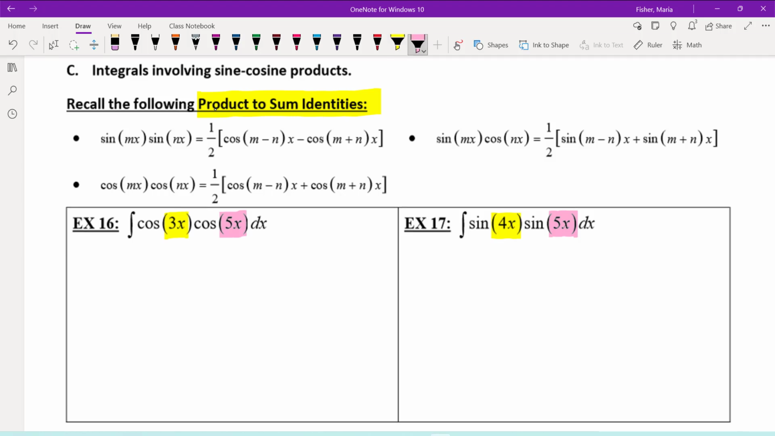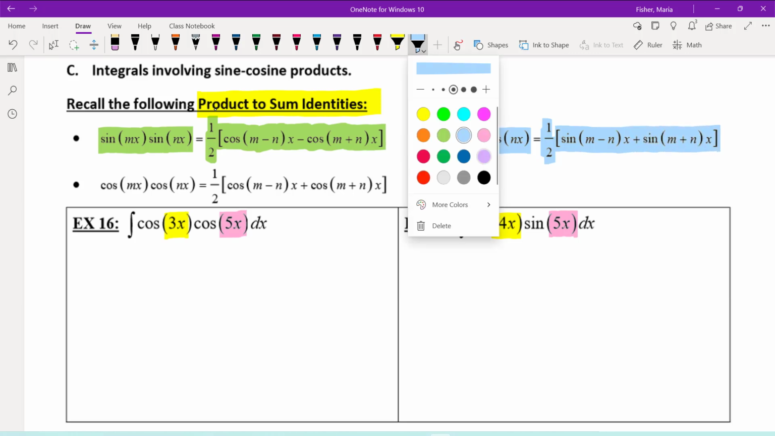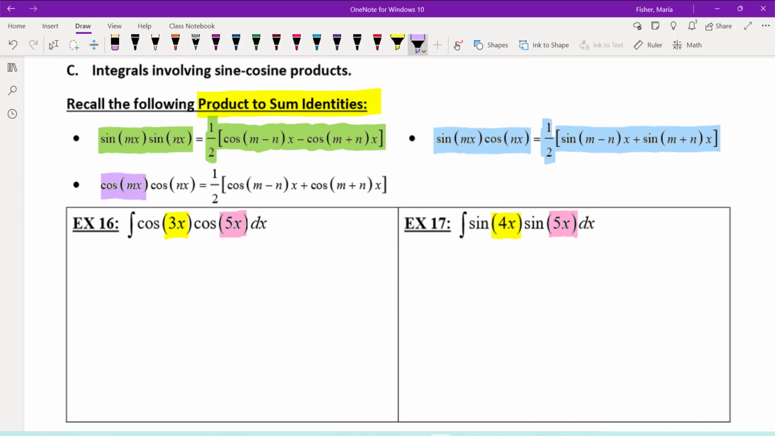Now the product to sum identities say the following. If you have the sine of mx times the sine of nx, that's always equal to 1/2 times cosine of m minus nx minus cosine of m plus nx. The sine of mx times the cosine of nx is 1/2 times the sine of m minus nx plus sine of m plus nx. And finally, the cosine of mx times the cosine of nx is equal to 1/2 times the cosine of m minus nx plus the cosine of m plus nx.